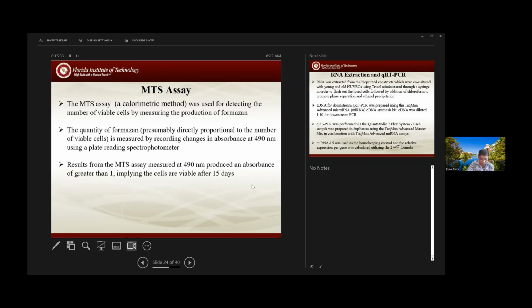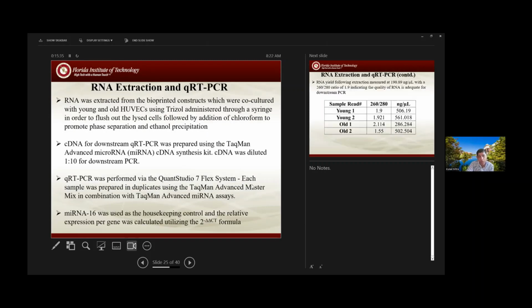Then we also did some RNA extraction because we want to analyze how these bioprinted tissue constructs behave in an environment with different types of cells. So we extracted the RNA, and then you perform qPCR, and we basically put this bioprinted construct with some young HUVECs and some old HUVECs to look into the characteristics of the environment, how the bioprinted matrix cells can survive when exposed to older HUVECs and newer HUVECs.